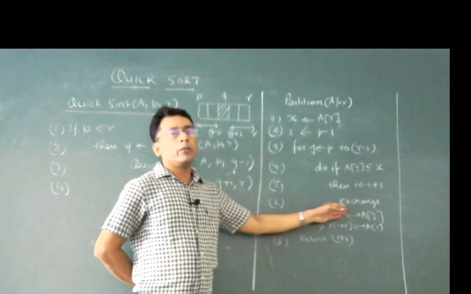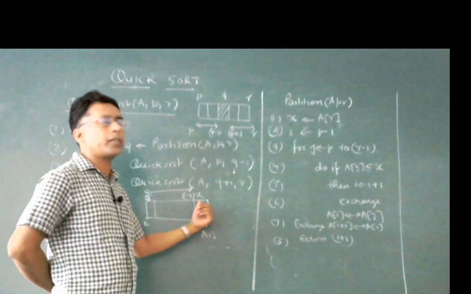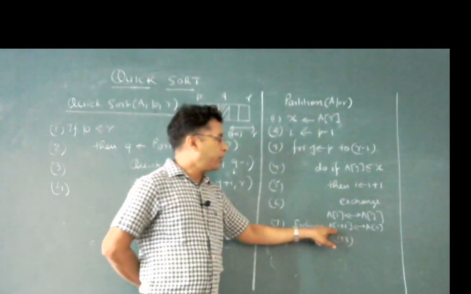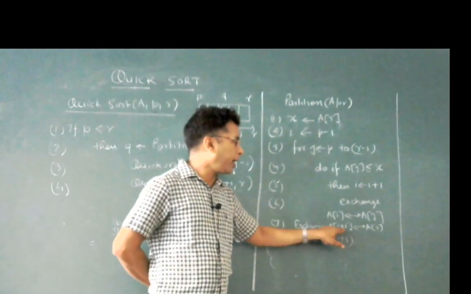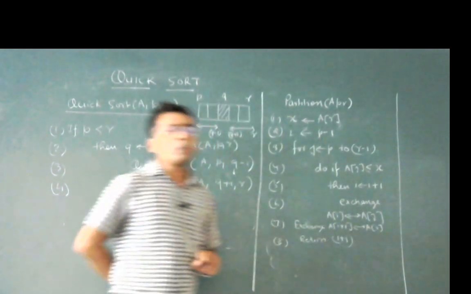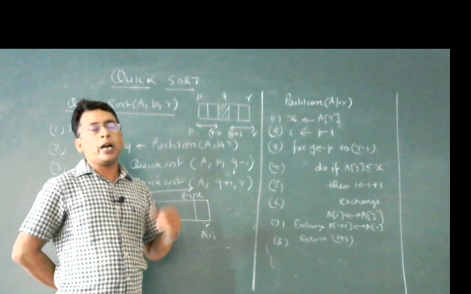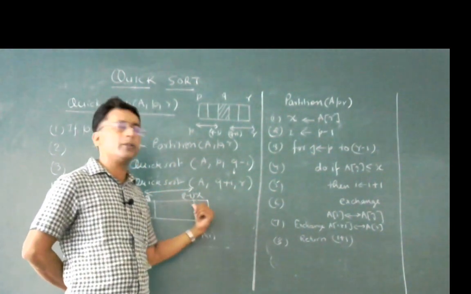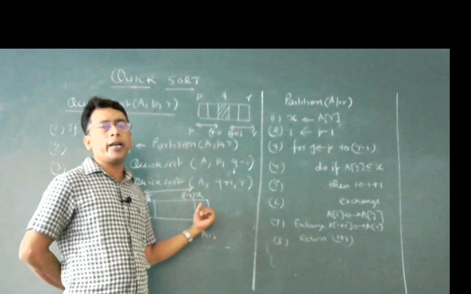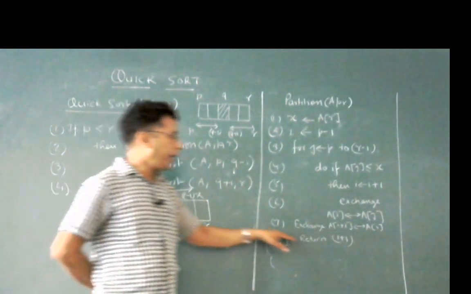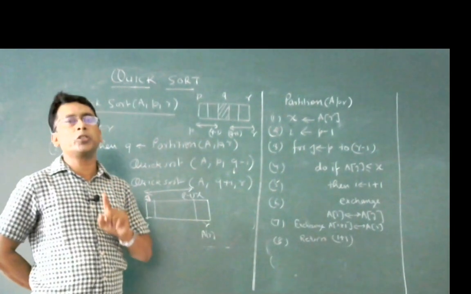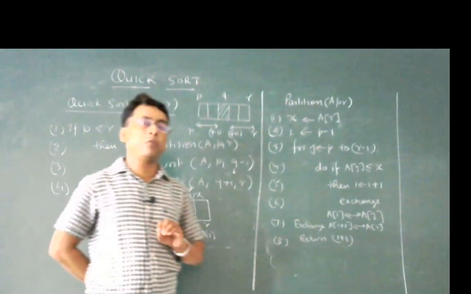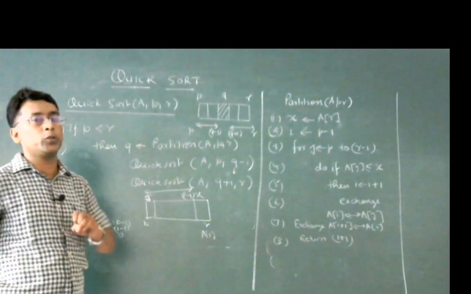When we have traversed the whole left hand side, then at the final position we perform the exchange of A[i+1] with A[r]. We place the pivot element. After we find all the smaller elements, at the end we place the pivot element, and we return i+1 as the position of the final pivot element, whose position we wanted to find out.